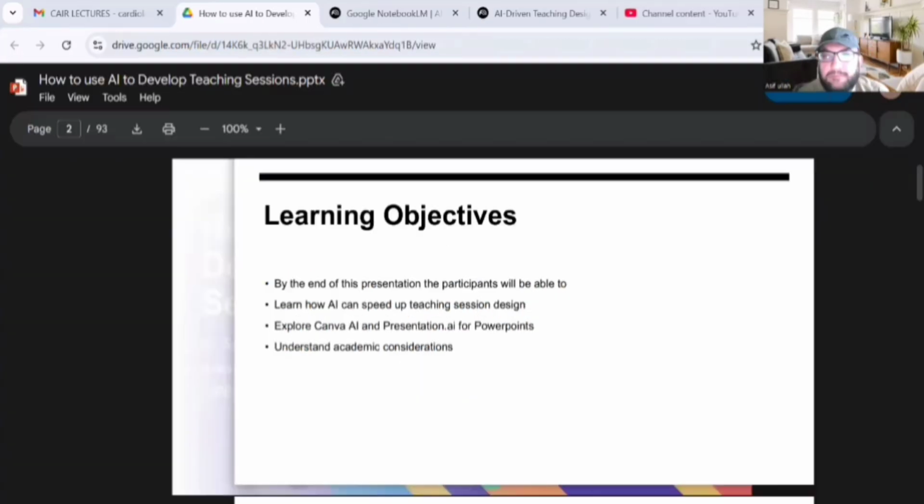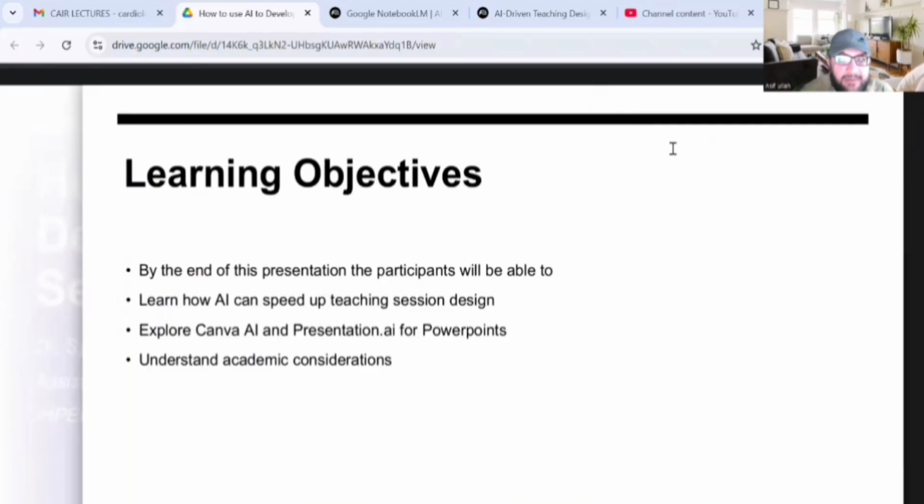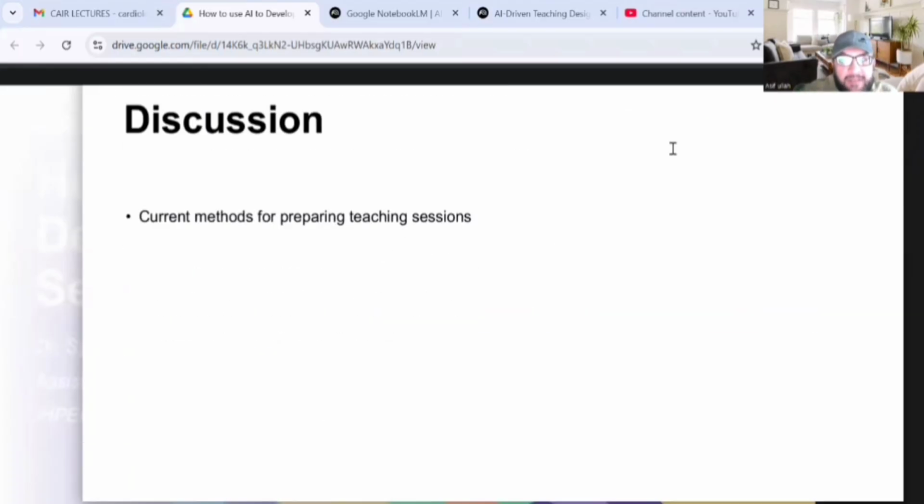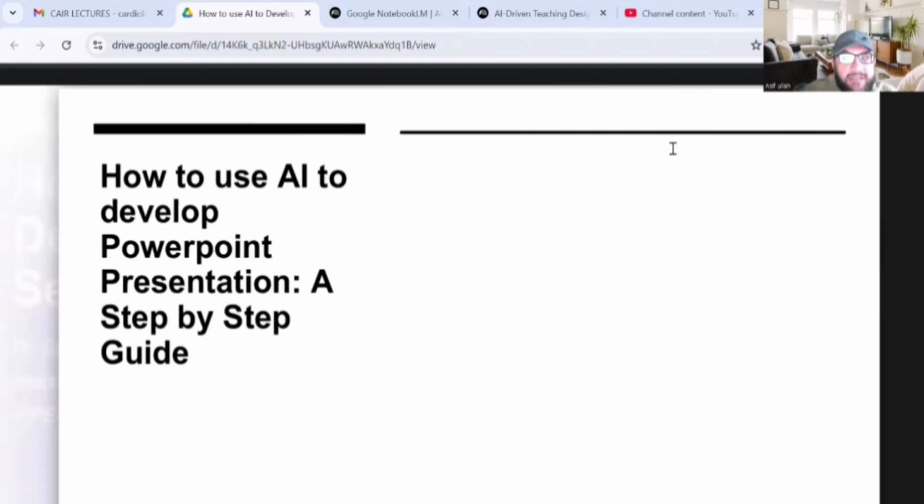The learning objectives for this session are that we will be able to learn how AI can speed up teaching session design. We will know about Canva and Presentation AI for PowerPoints and understand academic considerations. So we have current methods which we use, and we have different perspectives regarding their use. So how can we use AI to develop PowerPoint presentations?